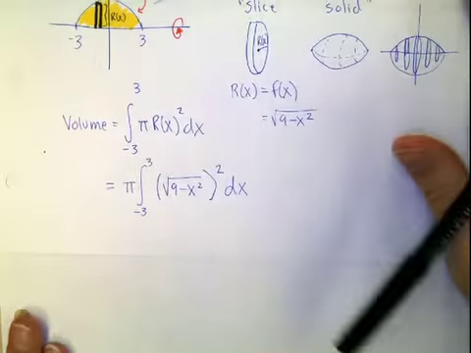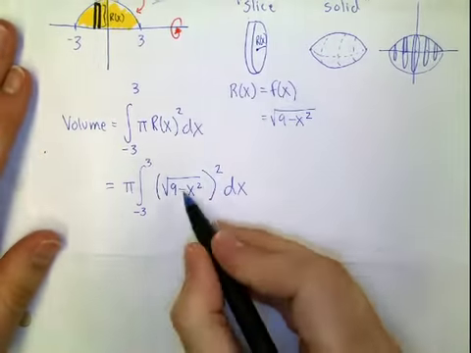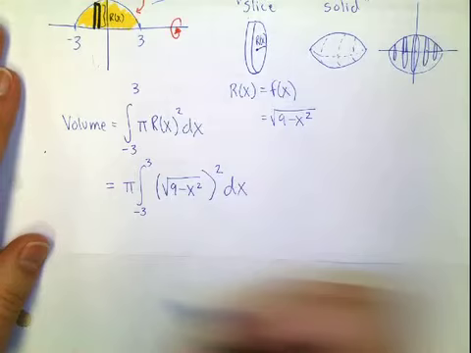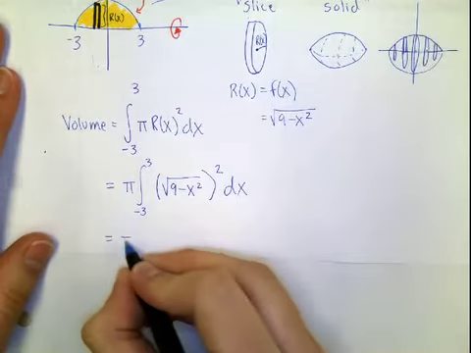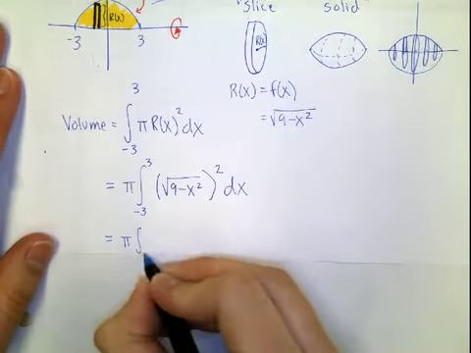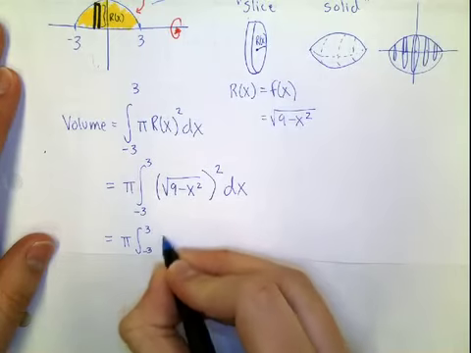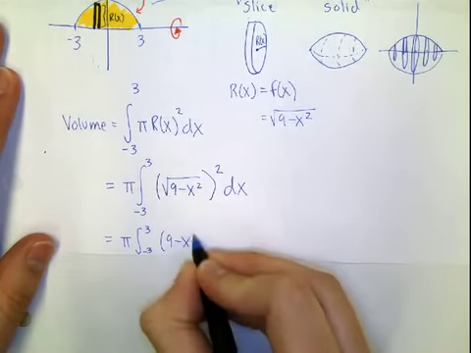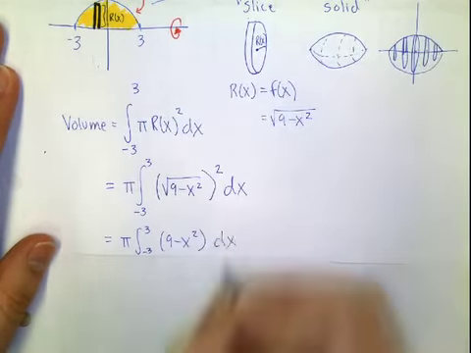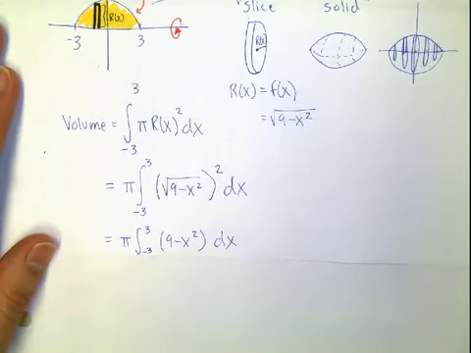And we'll scoot this up. Okay, so the nice thing is the radical squared actually cancels. So I have pi integral from -3 to 3, and it's just 9 minus x squared dx. It's actually a simpler integral than it looked like at first.